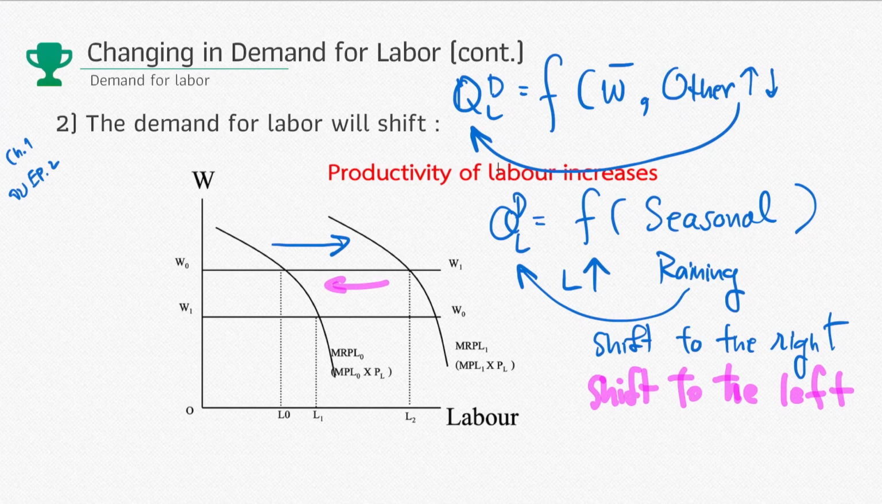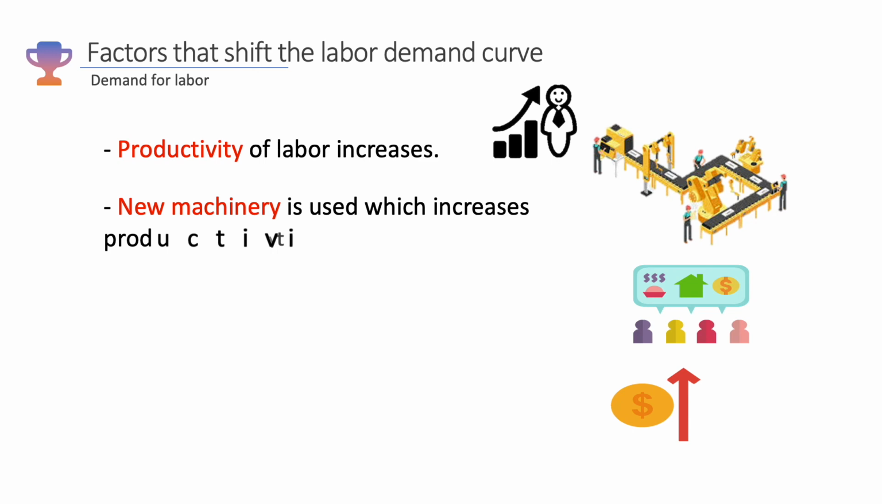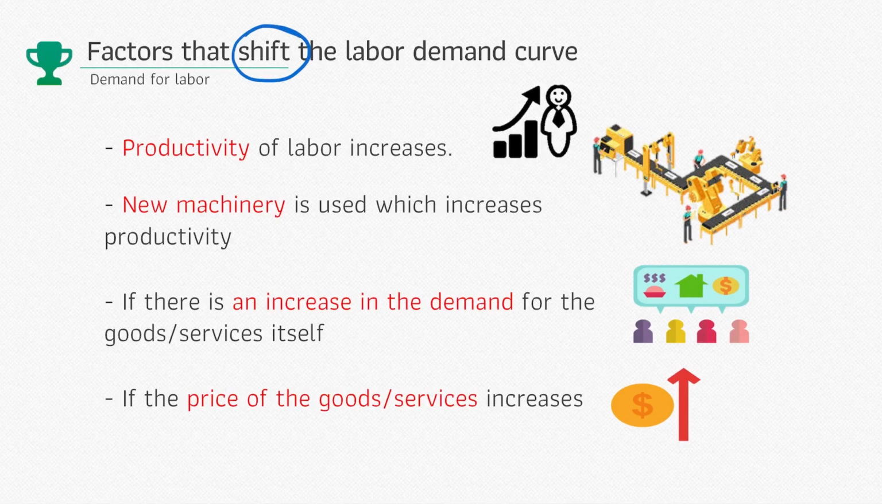Okay, we move on to changes in demand for labor. From last time we talked about the factors that shift the demand, right? Factors that shift, this is a keyword, not move, okay? Shift to the right or the left. One of them is productivity. The productivity of labor increases.